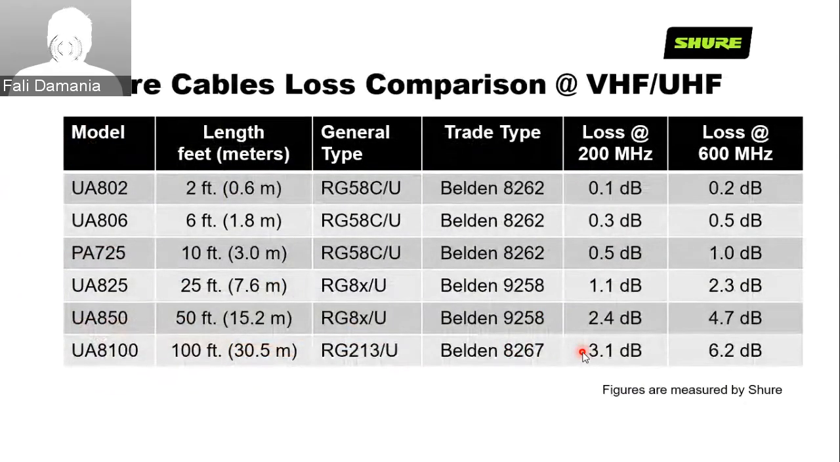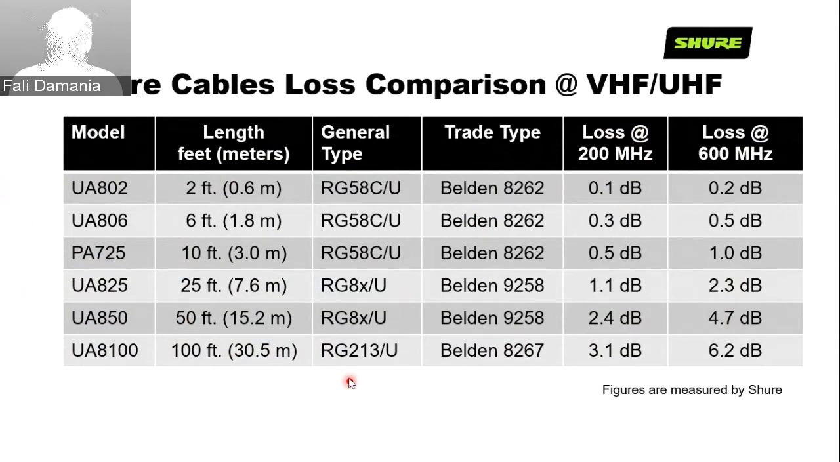These are some of the most common cables that are used. These are all Shure cables and a small loss comparison. In the first column, you have the Shure model number, length, the general type, trade model number, and you have a loss at 200 megahertz, loss at 600. Most charts you will always see like this. For us, practically, we are not concerned with the 200 megahertz list. Our concern is 600 megahertz.